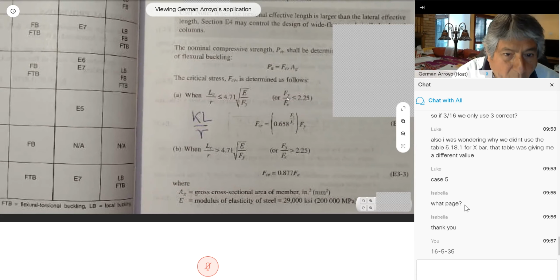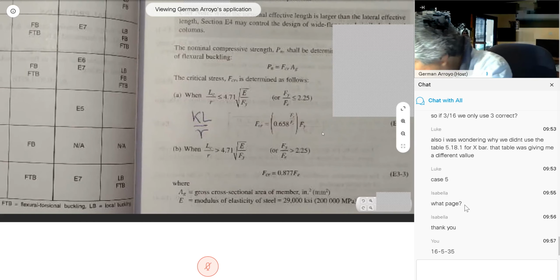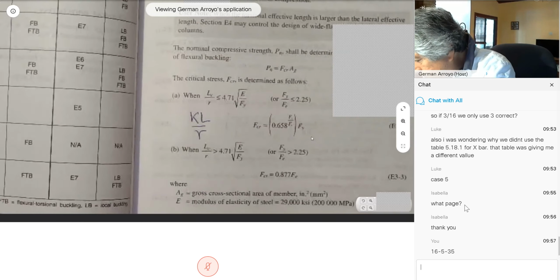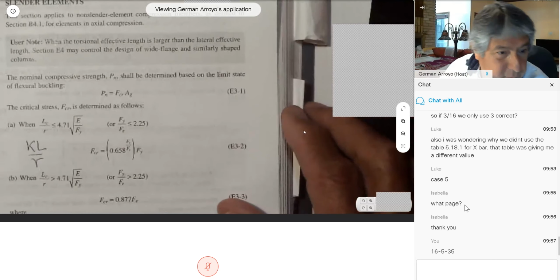What determines which formula you have to use, inelastic or elastic, is this value. When this value is small, I'm going to tell you why this formula controls. When this value is large, this formula. And this value in here, if you can read in your code, is F sub E.